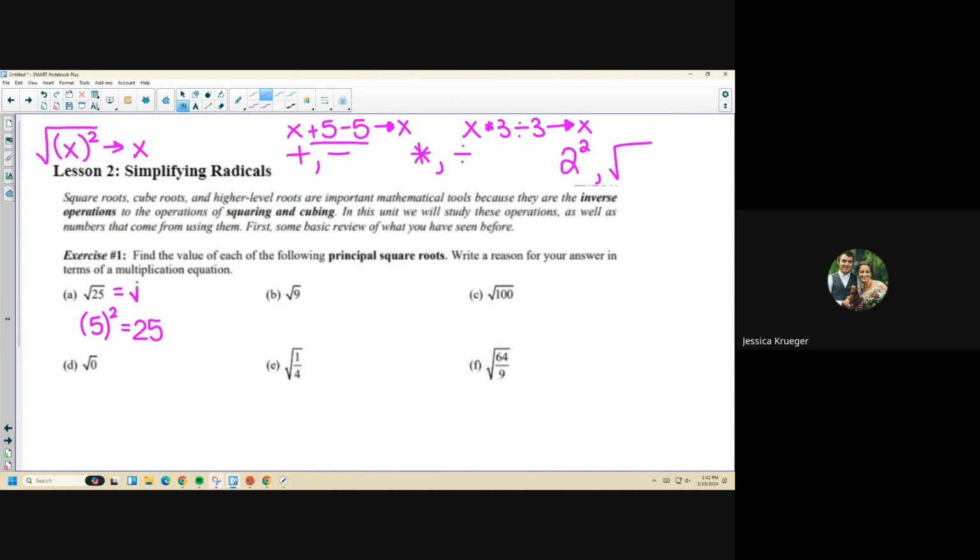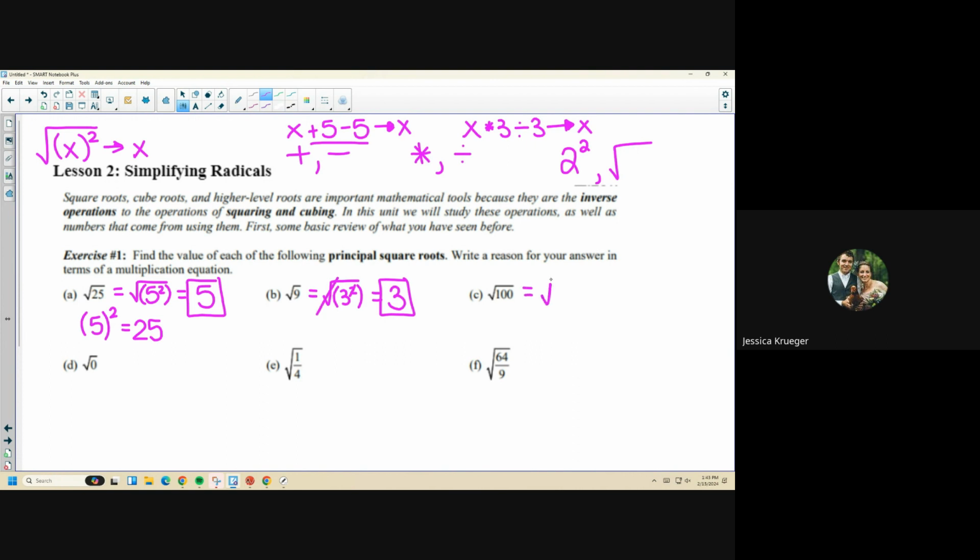So we can rewrite this as square root of 5 squared, and the answer to that is just 5. So the square root of 25 is 5. And the reason for that is because 5 squared is 25. Square root of 9. 9 is 3 squared. And the square root of 3 squared is 3. Because the square and the square root undo each other.